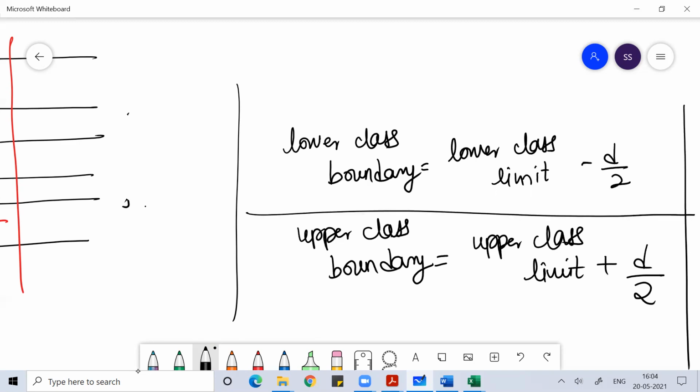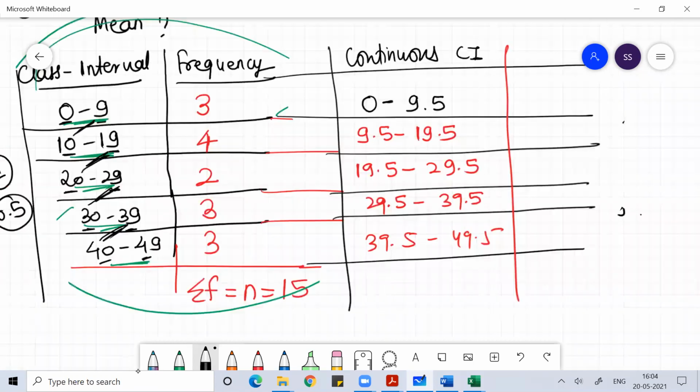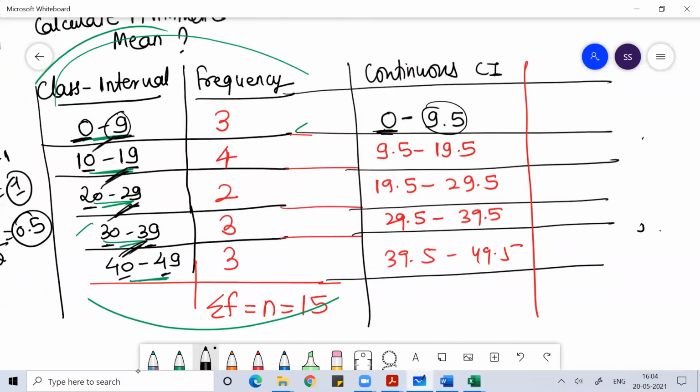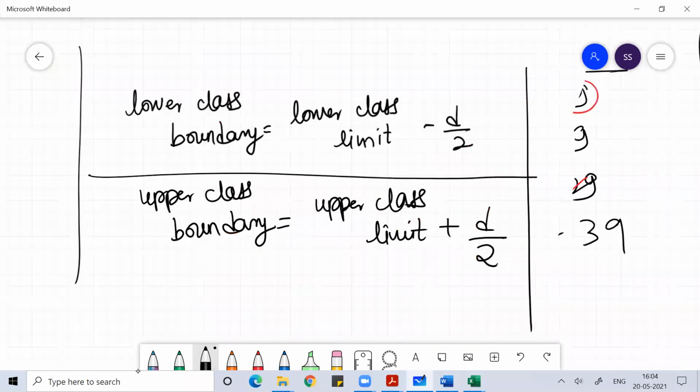This part I think everyone is clear with: upper class boundary, lower class boundary and all. This we call lower limit. This we call lower class boundary. That doesn't make much difference. These are all statistical words. This is the upper class limit. This is the upper class boundary. So for a continuous class interval, lower limit or lower class boundary, upper limit or upper class boundary, both mean the same thing. So please don't get confused.